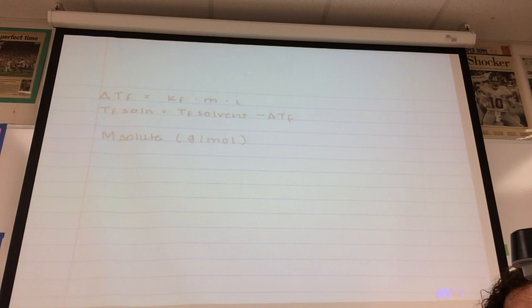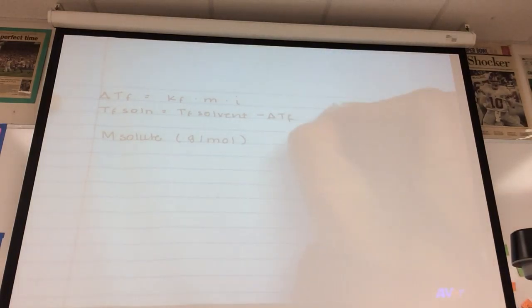Now, similarly, we were able to look at boiling point as well, so we can calculate the delta TB by doing the KB times the M times the I, and the boiling point of the solution is equal to the boiling point of the solvent plus delta TB. And that's solvent here. Let me write that out in case it's not clear.